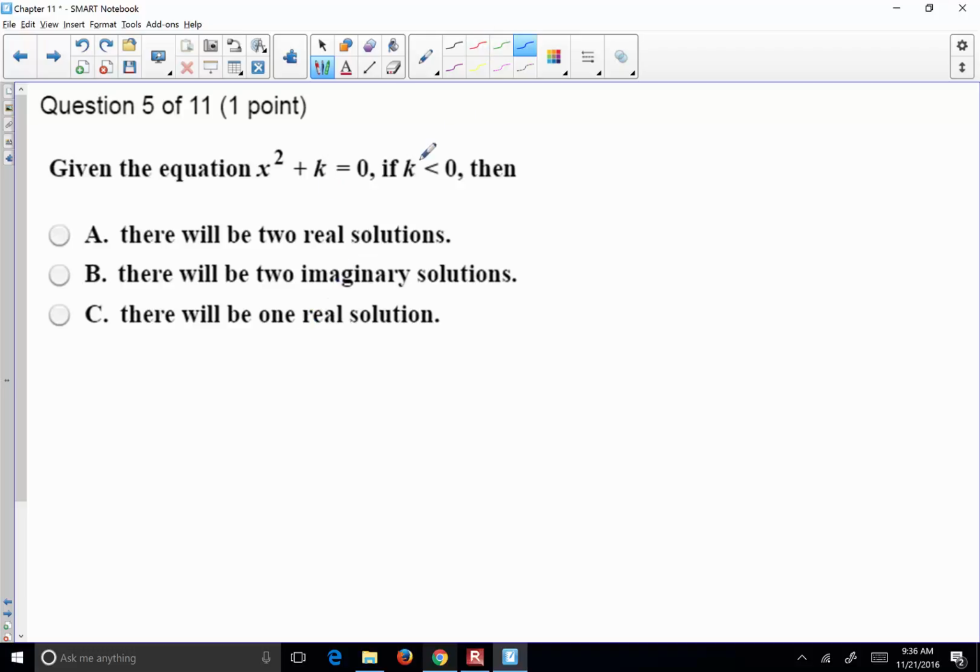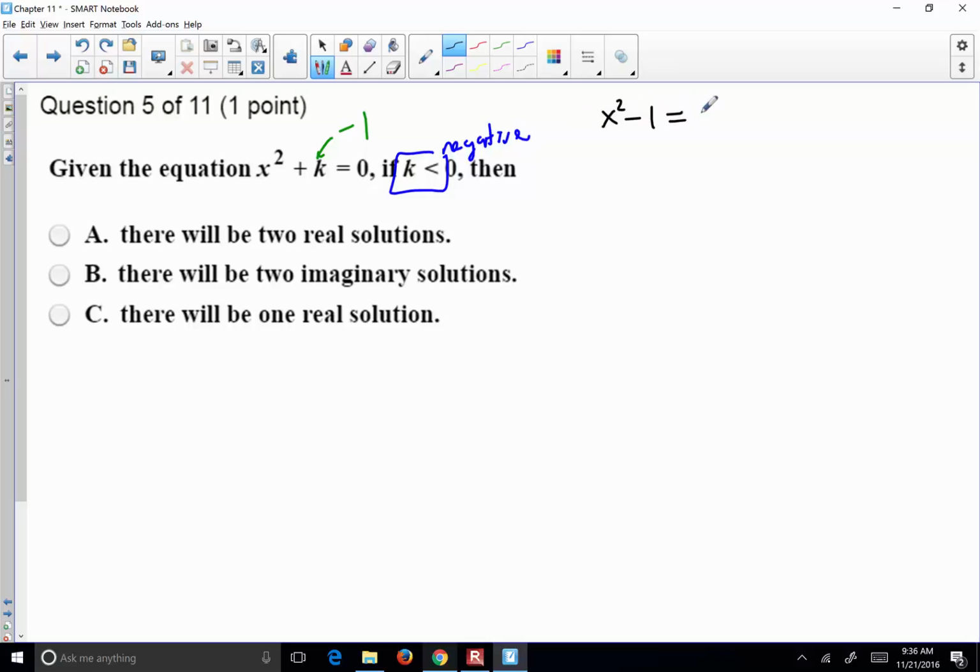What is given? K is a negative number. So if you wish, pick a negative number and put it right there. What negative number, for example? Minus 1? Okay. Or minus 9, minus 4. Take perfect squares. Don't put 2 because we don't know square root 2. Anyways, you can still do it though.